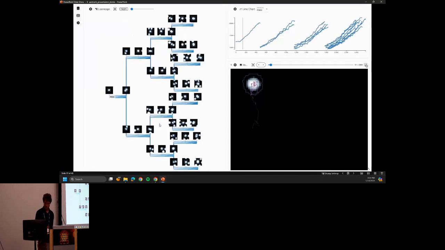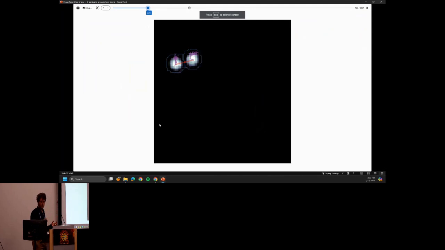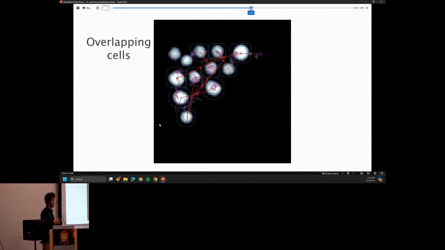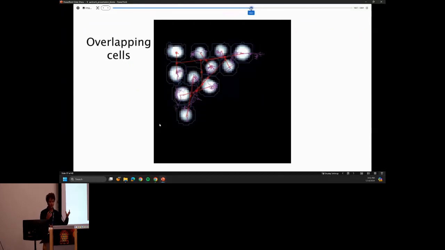So within the tool, this is what it looks like when one cell divides into 2, then 4, then 8. And in this experiment, we actually reach a point where the cells become too populated, too dense, and they actually start to overlap. So in this image view, it's easier to get the spatial relationships and identify things like this.